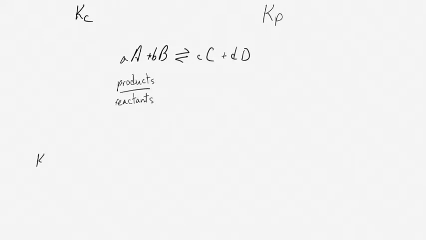There are two types of equilibrium expression that we will encounter in this course. We have Kc, a concentration equilibrium expression, and Kp, one that involves partial pressures. If you consider a generalized expression with A plus B in equilibrium with C and D, we can write Kc and Kp expressions. In both cases, what you can do is remember to write products over reactants.